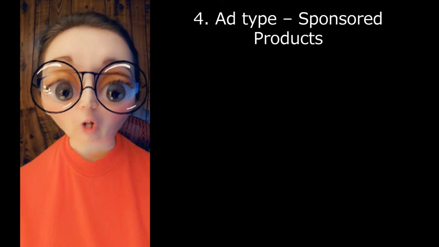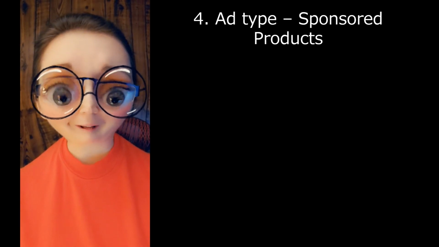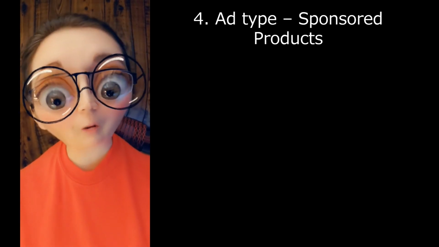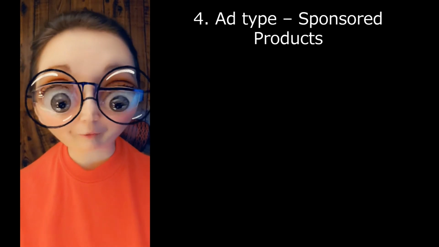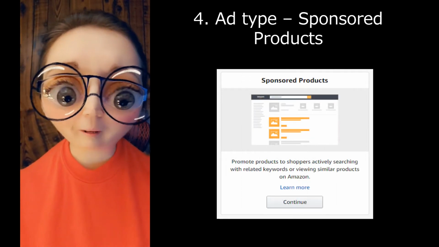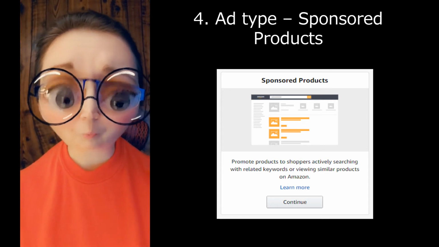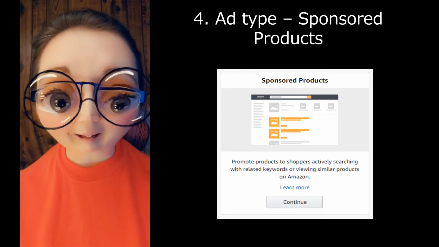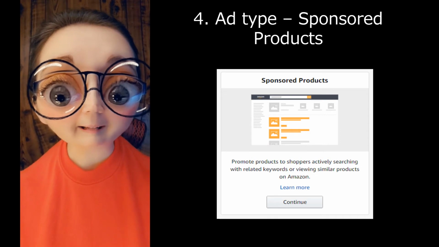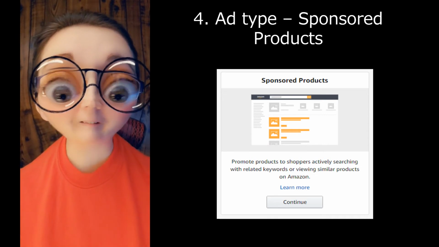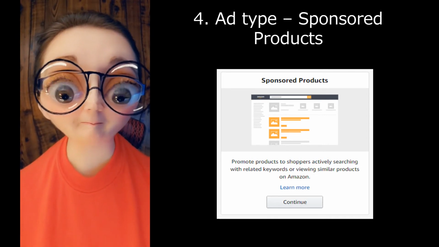Step 4. Choose your ad campaign type. There is lock screen, but I am following the advice of other YouTubers who say it is not worth setting one of those up. So I'm going to go with sponsored products. Yes, this video is about creating sponsored product ads and not lock screen ads. I have no experience with lock screen ads, so I can't give you any advice on that side.